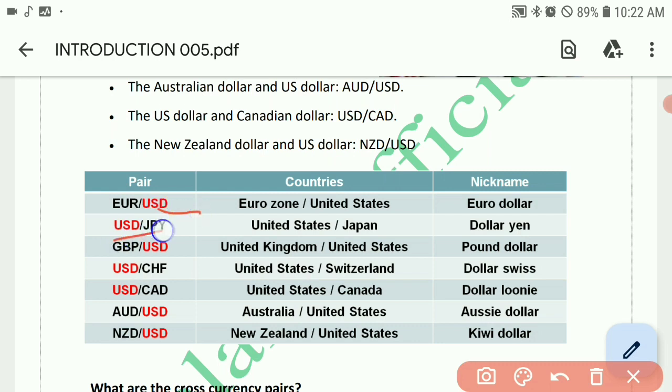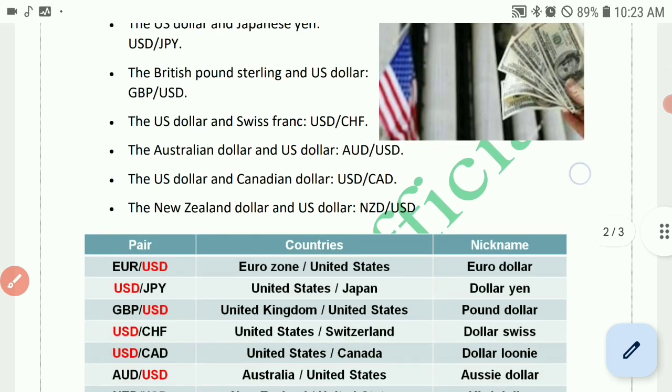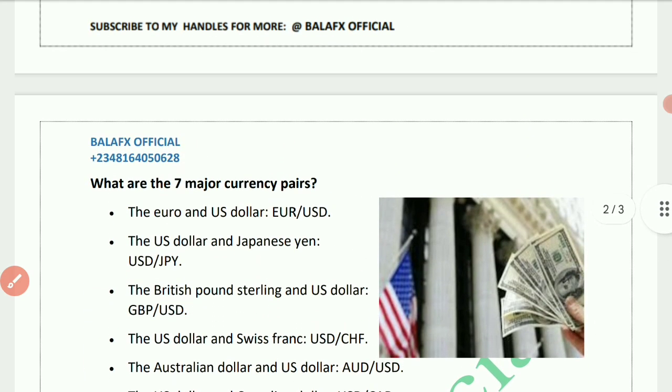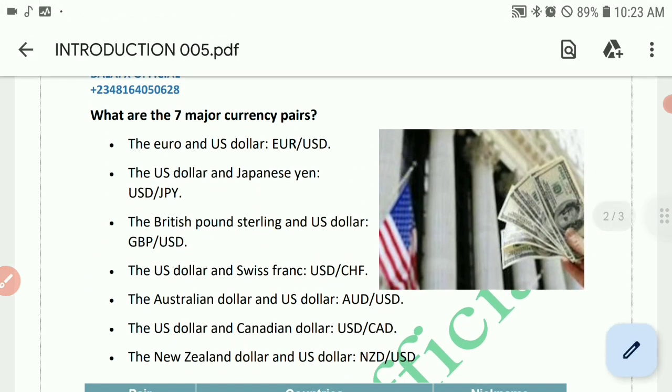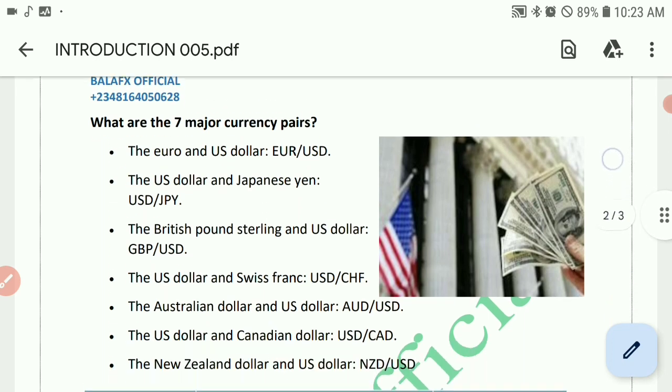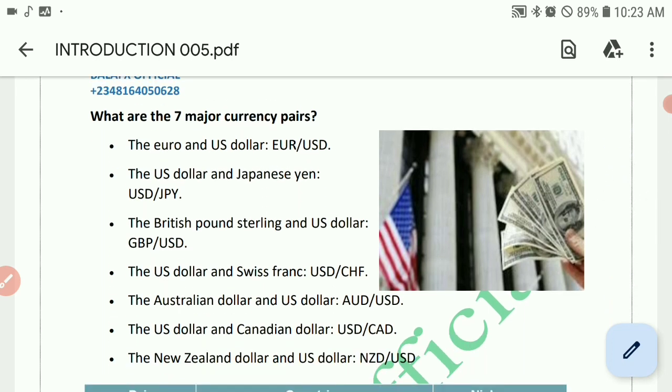EUR/USD, USD/JPY, GBP/USD, USD/CHF, USD/CAD, AUD/USD, NZD/USD. You can see these are the 7 major currency pairs that we trade in forex. Every day this market moves, 24 hours a day, 5 days a week.